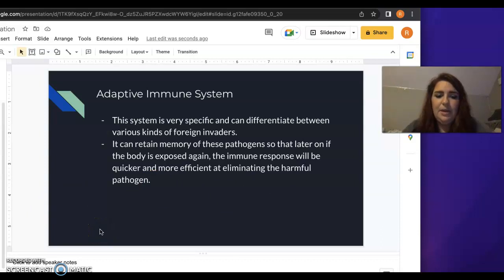And then it can retain the memory of these pathogens, so when the body is exposed again later on, the immune response will be quicker and more efficient at eliminating the harmful pathogen. And that is my report on the adaptive immune system, and I hope it gives you a better understanding of the topic.